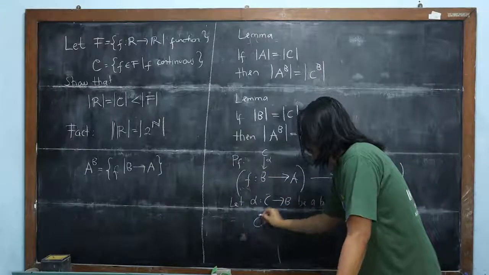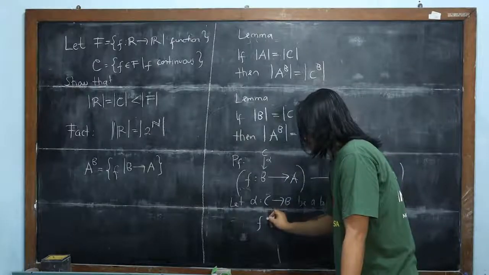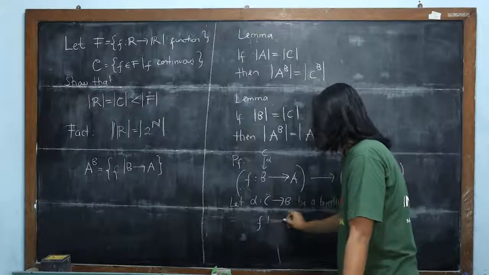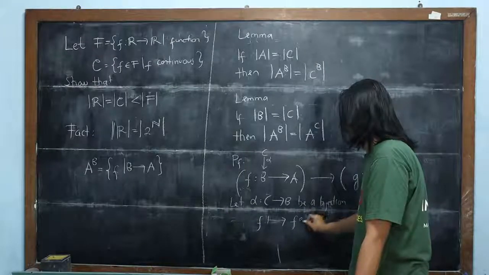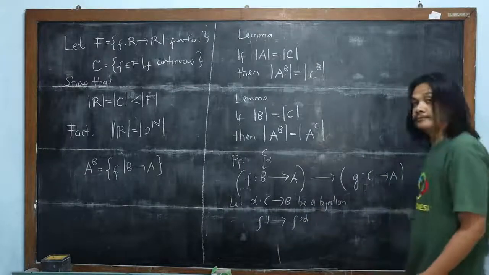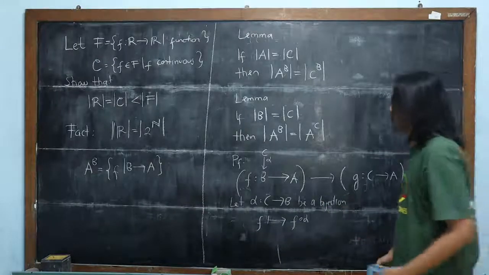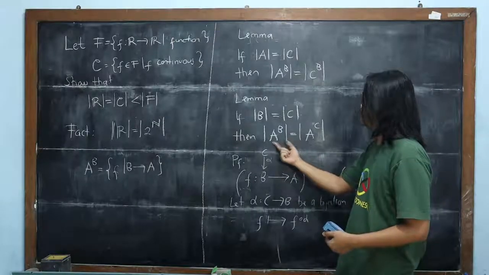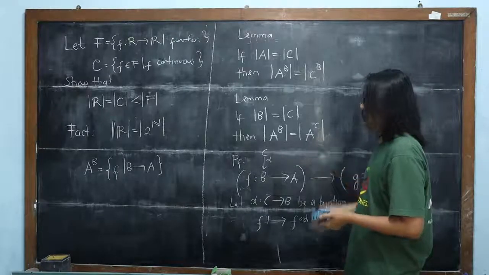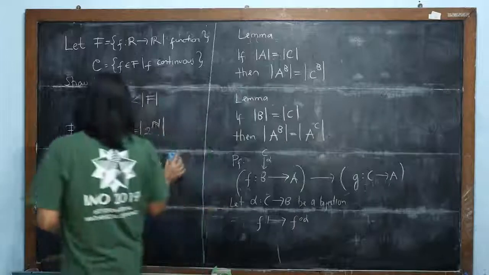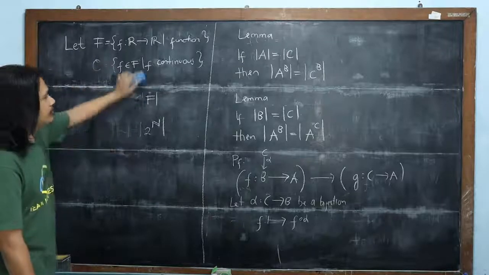So just define a map sending f to f composed with alpha. Okay. And just show that this map is indeed a bijection from the collection of all maps from B to A to the collection of all maps from C to A. So let's give it a try. I think that shouldn't be too difficult, but we never know until we try, right?